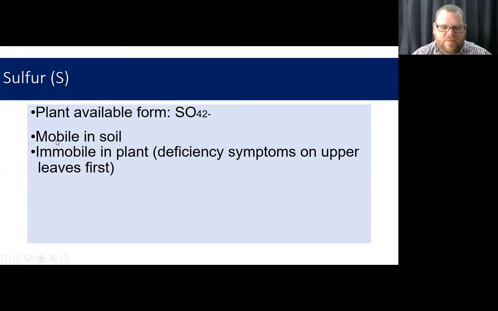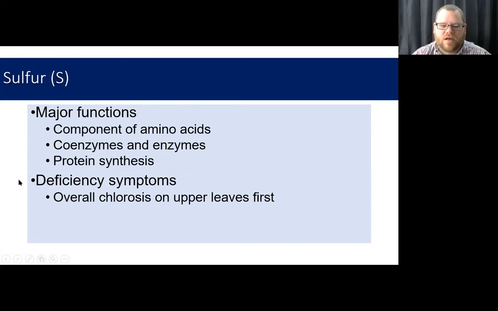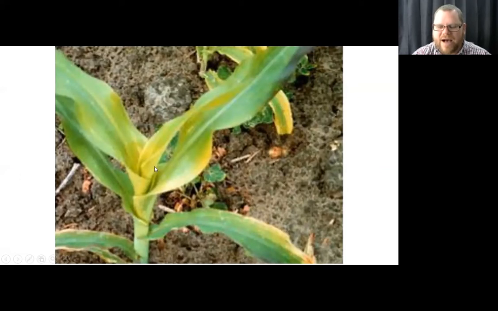Sulfur is mobile in the soil and immobile in the plant. Its major functions include amino acids, coenzymes, enzymes, and protein synthesis. And the deficiency symptom is overall chlorosis of the upper leaves first. So we'll see it at the top of the plant before we see it anywhere else, and you just start to see that yellowing of the leaves at the top.